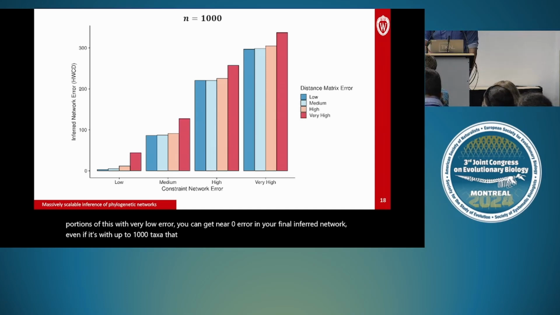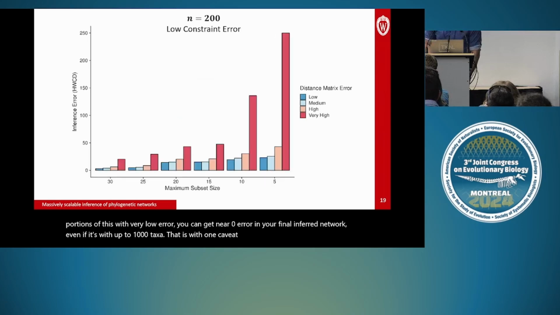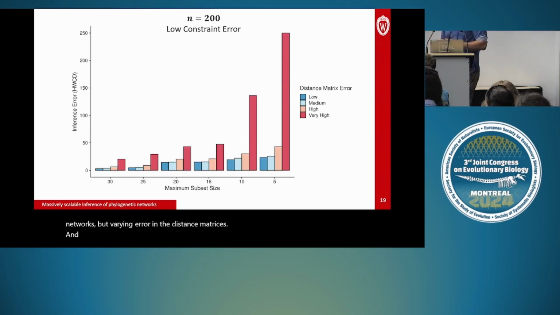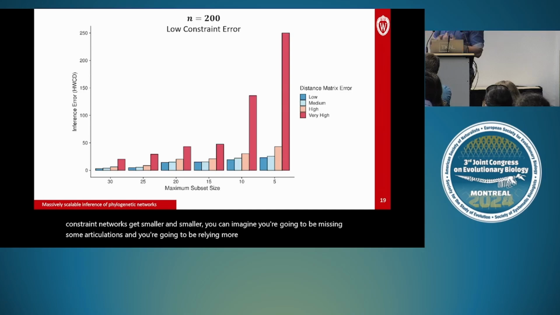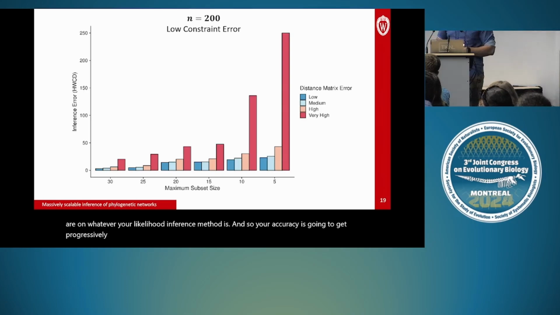That is with one caveat, which is that the size of those smaller networks is very important. So this figure is, this time, only with low error in the constraint networks, but varying error in the distance matrices, and with a varying size of those smaller constraint networks. And so we see that as the constraint networks get smaller and smaller, you can imagine you're going to be missing some reticulations, and you're going to be relying more heavily on neighbor joining than you are on whatever your likelihood inference method is. And so your accuracy is going to get progressively worse, even when all of the underlying constraint networks are very well estimated.